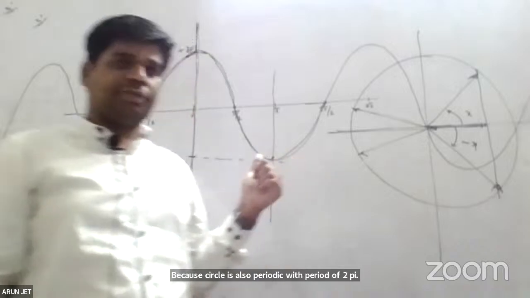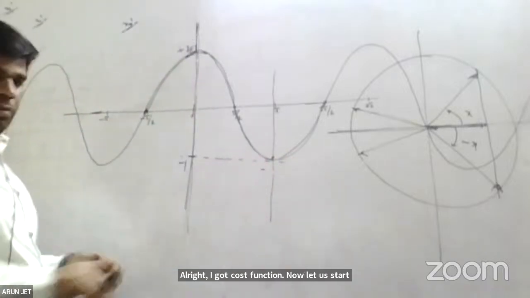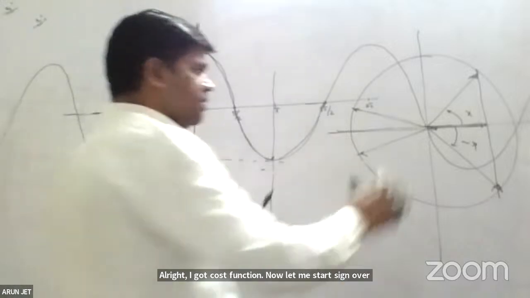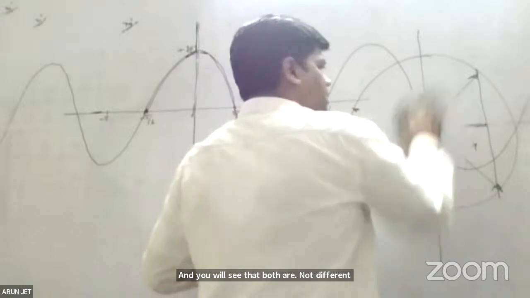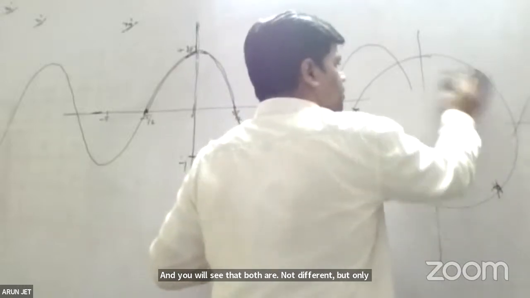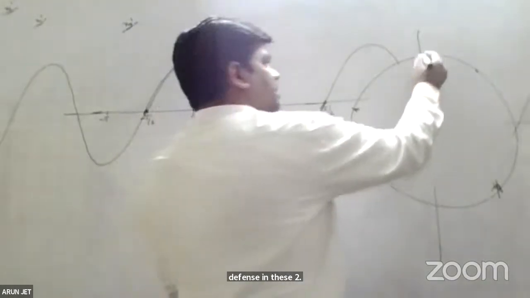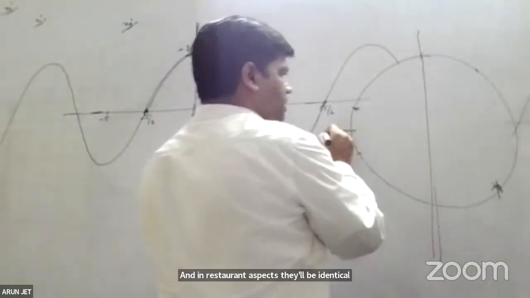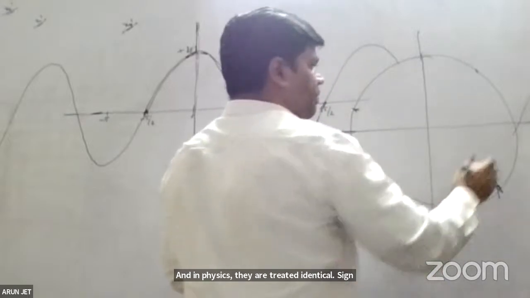All right. I got the cos function. Now let us plot sine over here. And you will see that both are not different, but there is only a small difference between these two. In all the rest of the aspects, they'll be identical. And in physics, sine and cos functions are treated identical. I'll tell you why.